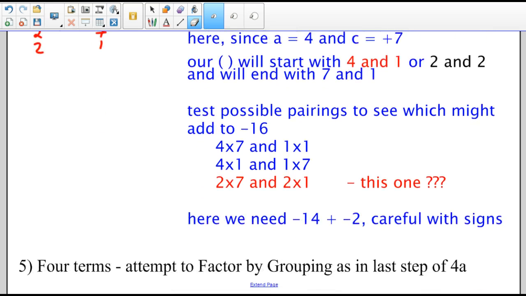I think I have one last thing. Okay, so yeah, here we need to be careful. We need to have negative 14 plus negative 2 as our two numbers, so they do have to be negative. Last thing I sort of stated here, if you happen to have an expression with 4 terms, it doesn't come up often, but it certainly does happen.